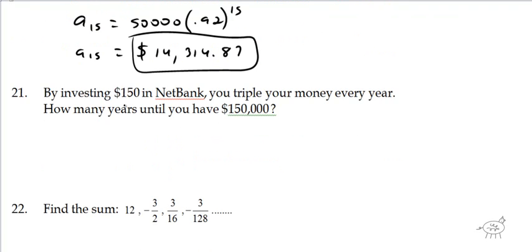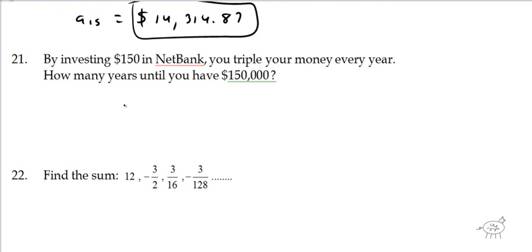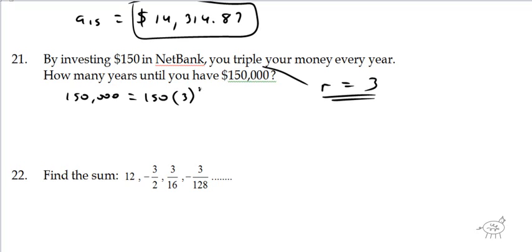Okay, not bad. By investing $150 in NetBank, which is a bank from a long time ago, one of the first internet banks, out of business now, you triple your money. So if you triple your money, R is 3. Okay, if you double your money, R is 2. You quadruple your money, R is 4. So it says how many years until you have $150,000. So A sub n is 150,000, and A sub 1 is 150 bucks, and my R again is 3 to the nth power.